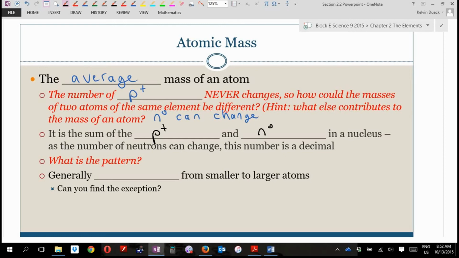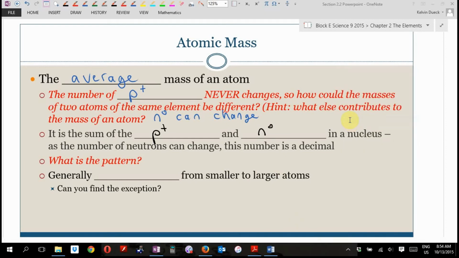What's the pattern? If you look at your pink periodic table, as you move to the right, what can you say about the atomic masses? There is one and only one exception. See if you can find it. There's a candy to the first person who can find on their periodic table the one spot where suddenly when you move to the right, oh, it got smaller. I'll pause for a second.